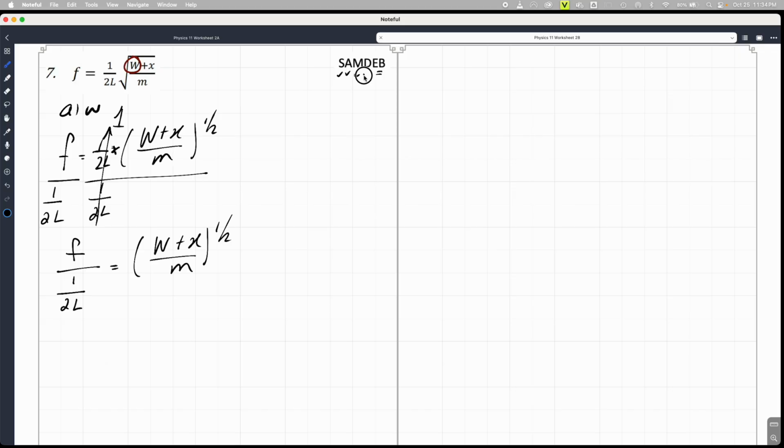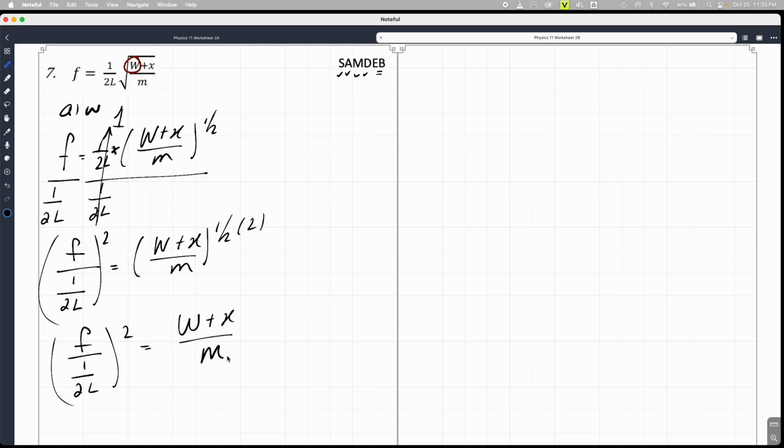No more multiplication or division happening outside the brackets of W, but we do have the exponent 1/2. The opposite operation to square root is to square. So we'll just square this. And if we do that to the right side, we need to do that to the left side as well. So we have F over 1 over 2L, all squared, equaling W plus X over M.